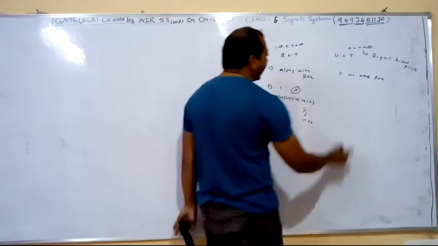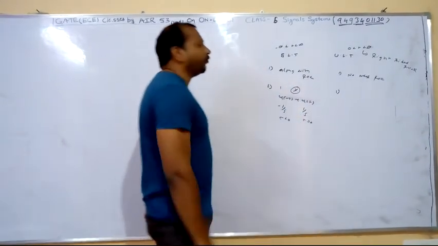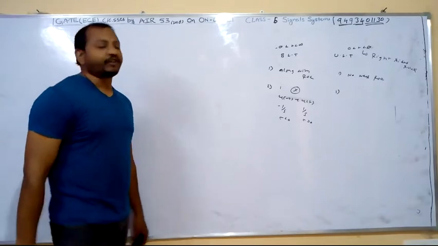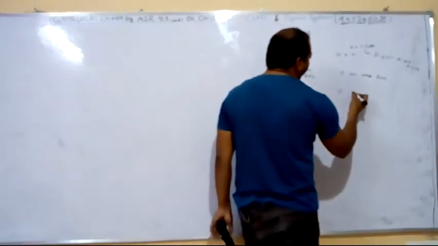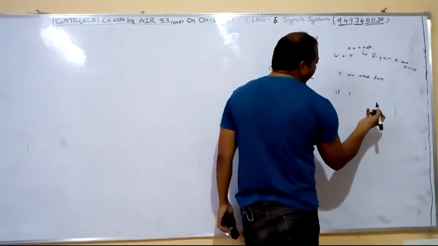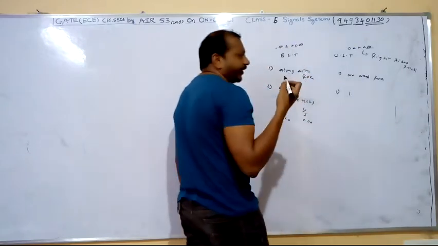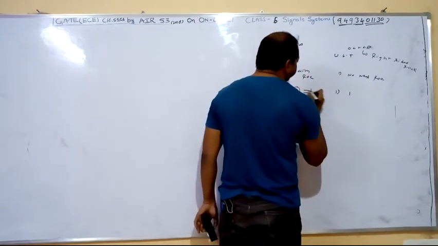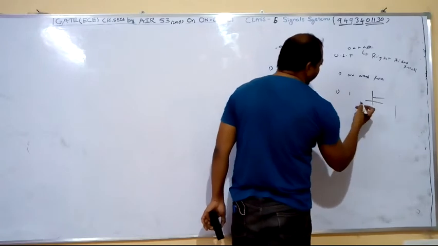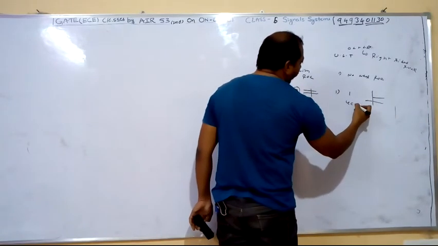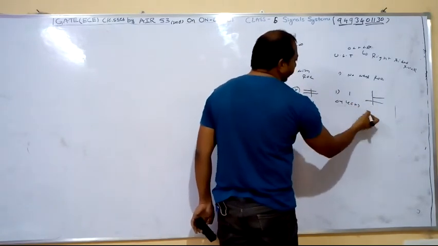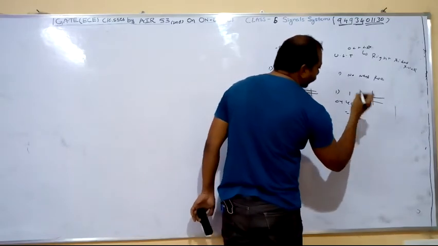Suppose they ask you to calculate the unilateral Laplace transform of 1. For the unilateral Laplace transform, the u of minus t part will not exist on the negative side, so you have to consider only the positive part. Indirectly this is equal to u of t only, and the corresponding transform is 1 by s.